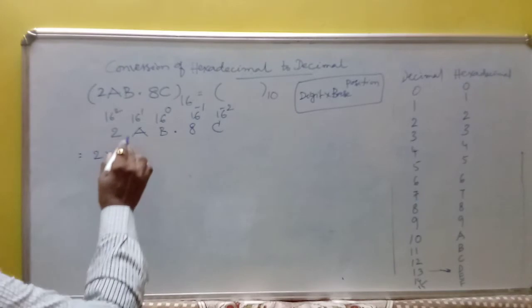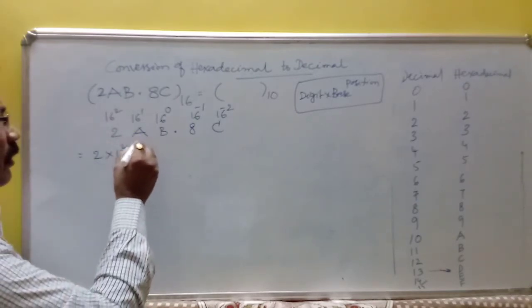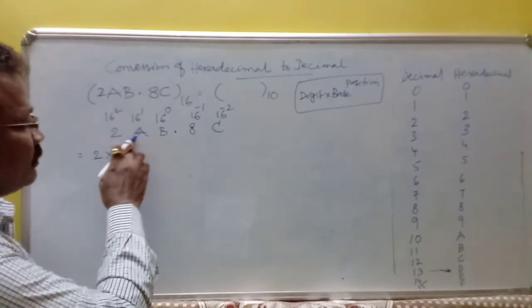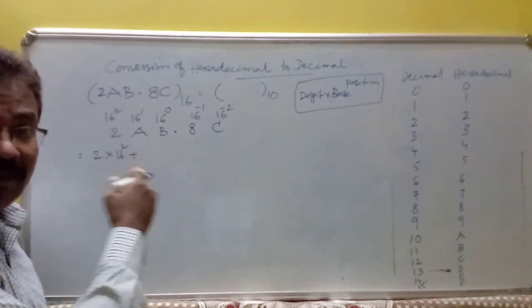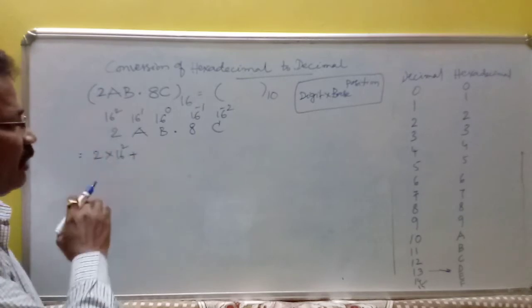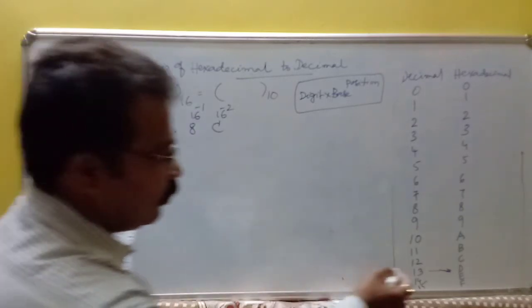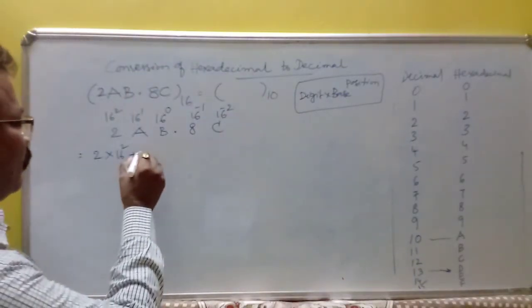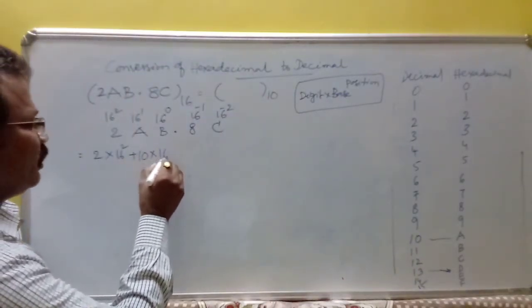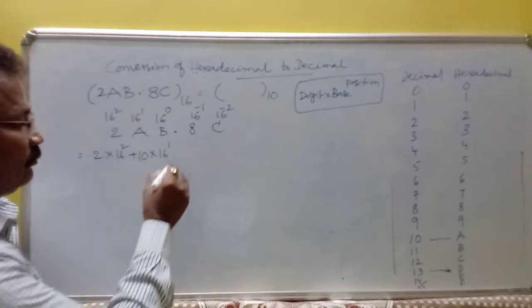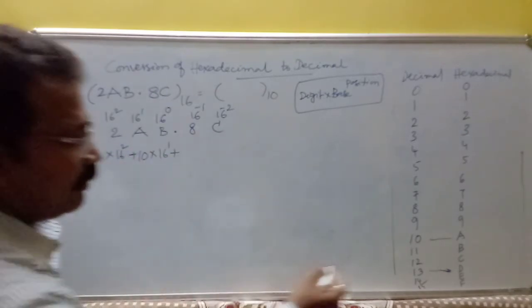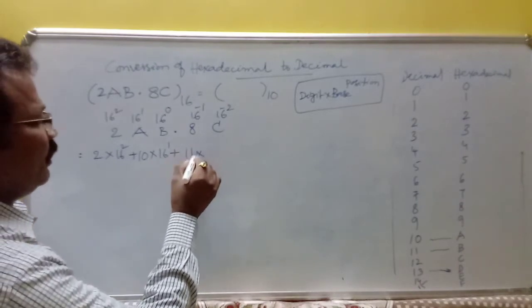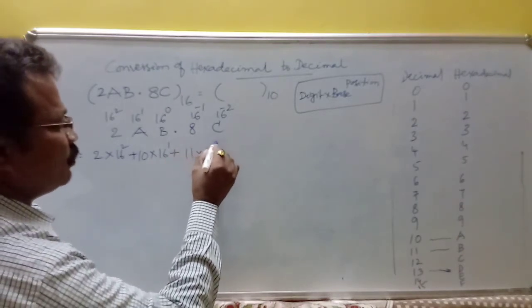Plus, here what is A? A is a hexadecimal digit. Its equivalent decimal number is 10. So 10 into 16 to the power of 1. Plus, what is B here? 11. So 11 into 16 to the power of 0.